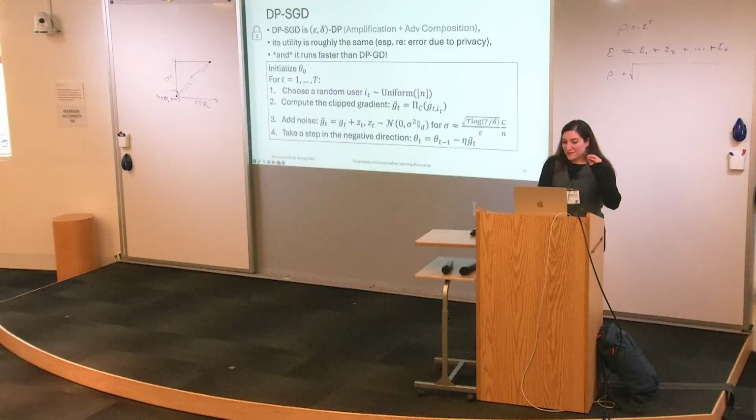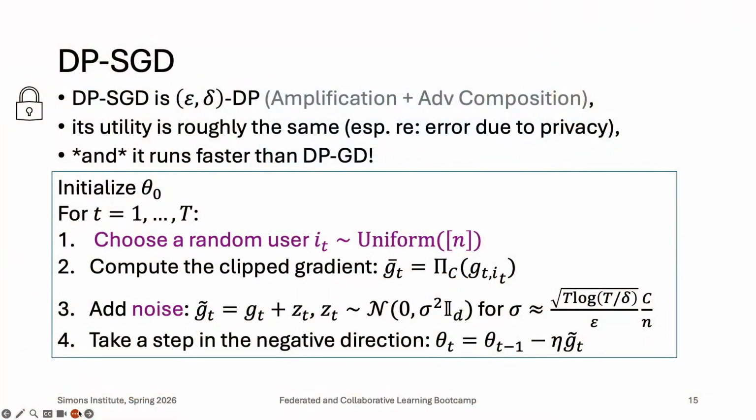Okay, so the takeaway is that DPSGD is great with this privacy amplification fix. It's epsilon delta differentially private. Its utility, we didn't talk about this, you're doing one gradient in every round, not the average of all the gradients in every round, but because the thing that's driving the error is mostly the noise because of privacy, it gets you roughly the same utility guarantee. So it's still square root d over epsilon n over the best theta star in theta, and it runs much faster than DPGD.